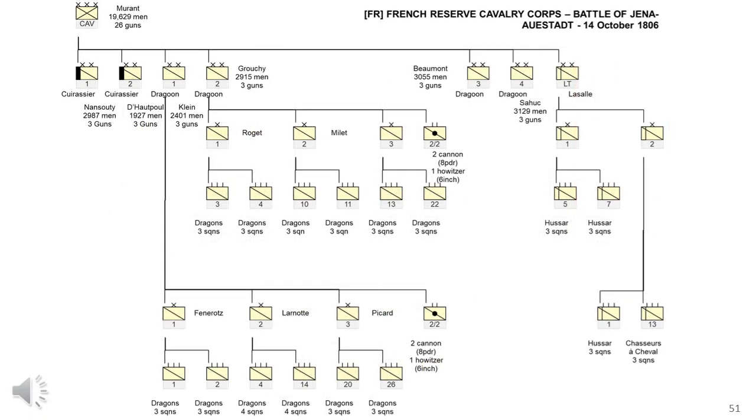This shows the Cavalry Corps in 1806. The basic structure remained the same, although it was much larger. The only significant change was that the Light Cavalry Brigade was expanded to a Light Cavalry Division.